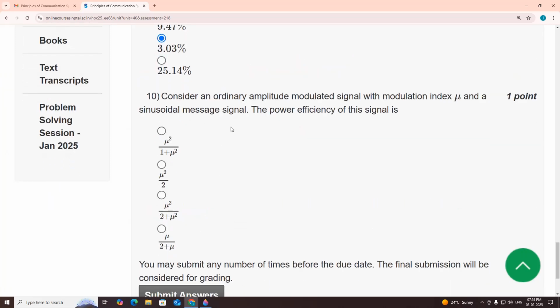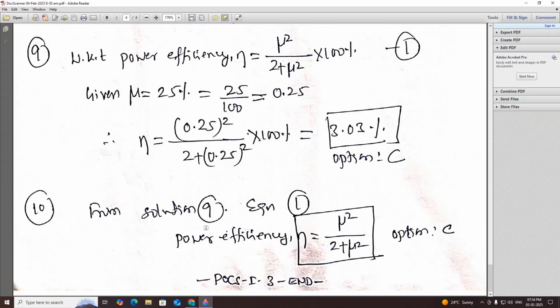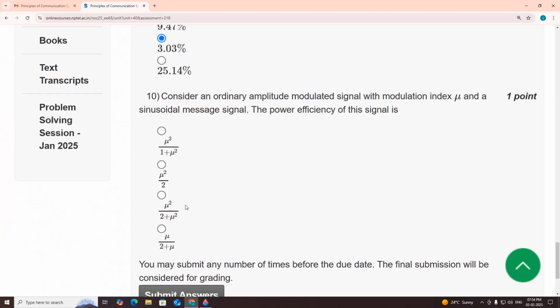Last one. Consider an ordinary amplitude modulated signal with the modulation index mu and sinusoidal message signal. The power efficiency of this signal is well known. We know that the power efficiency eta is mu square divided by 2 plus mu square. Option C, mu square divided by 2 plus mu square.